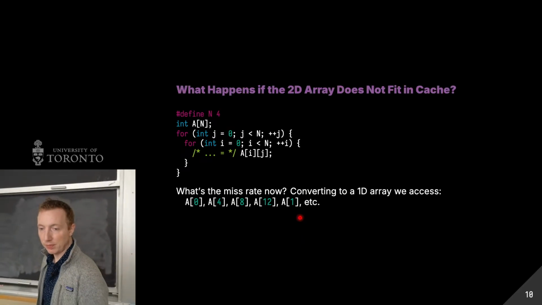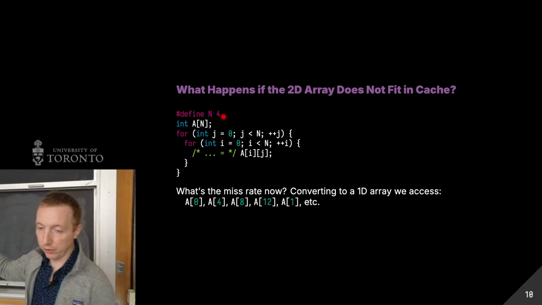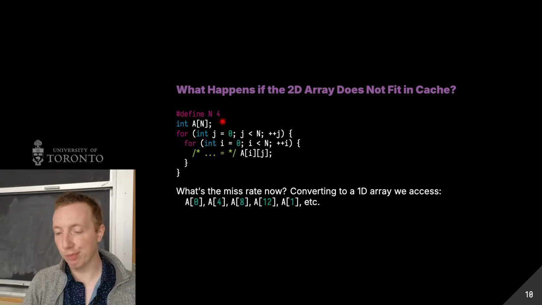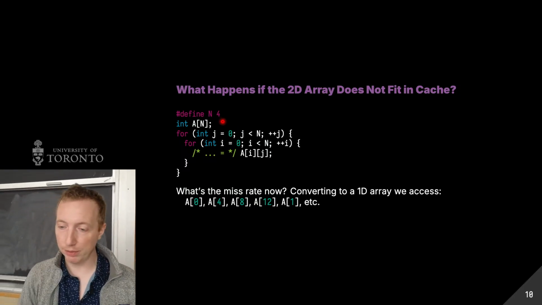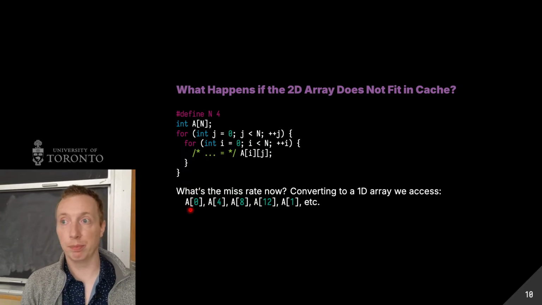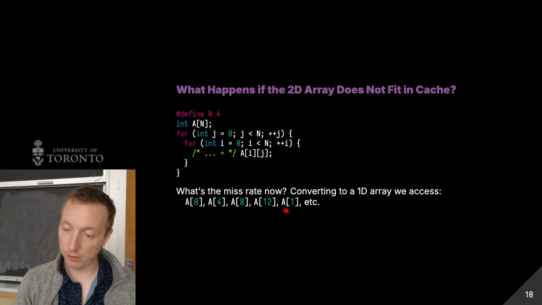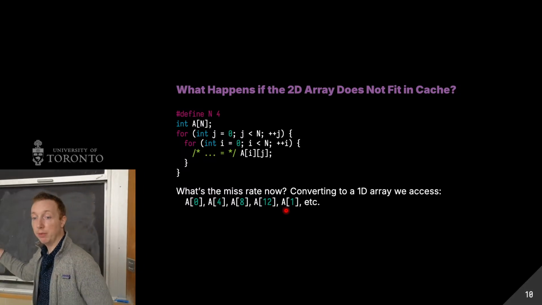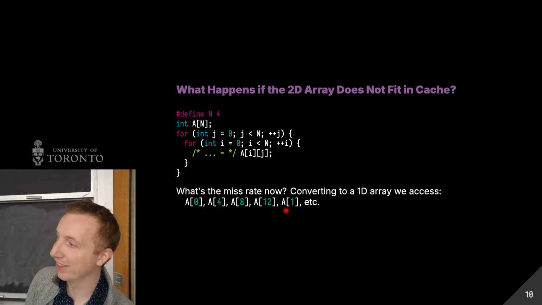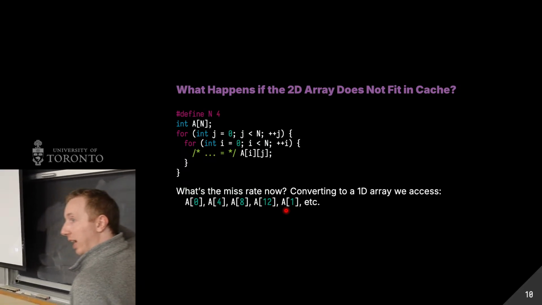So if it doesn't fit in cache and I access it in the wrong order, say now I have a 4x4, what's the miss rate now? If we convert it to a 1D array, our accesses are going to be to A0, then A4, then A8, then A12, then A1. If those are our array accesses and we can only fit 2 blocks in cache, what's our miss rate now?